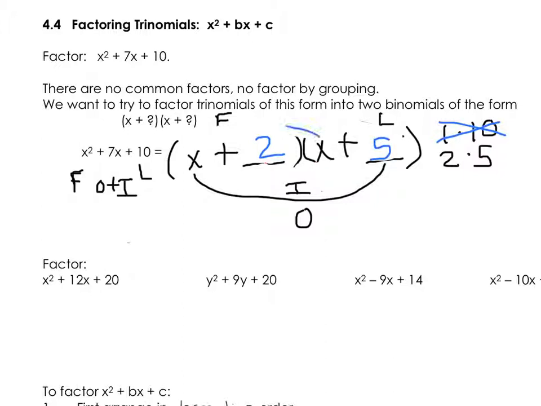So once again, first is x squared, that's good. Last is 10, that's good. But now, inside is 2x. Outside is 5x. And if you add the inside and the outside, you get 7x. And that is exactly what we want. So this problem is solved.